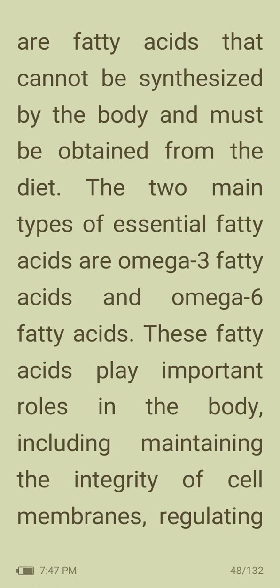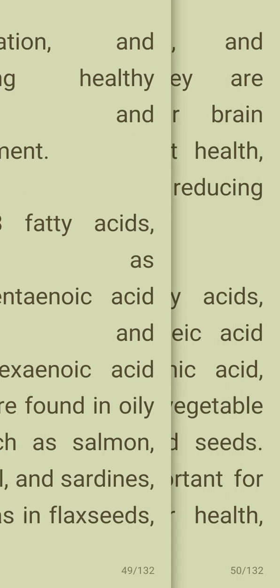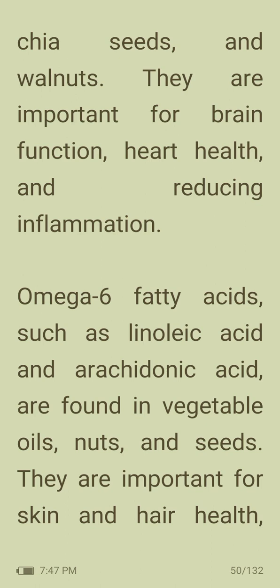The two main types of essential fatty acids are omega-3 fatty acids and omega-6 fatty acids. These omega-3 and omega-6 fatty acids play important roles in the body, including maintaining the integrity of cell membranes, regulating inflammation, and promoting healthy growth and development. Omega-3 fatty acids such as EPA and DHA are found in oily fish such as salmon, mackerel, and sardines, as well as in flax seeds, chia seeds, and walnuts. They are important for brain function, heart health, and reducing inflammation.